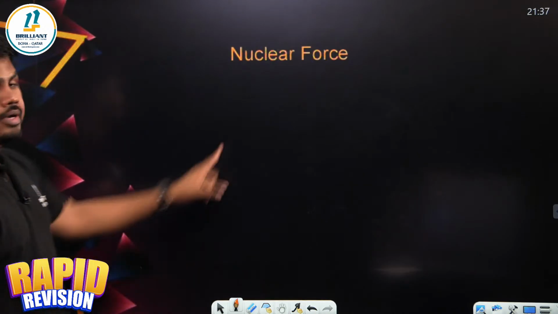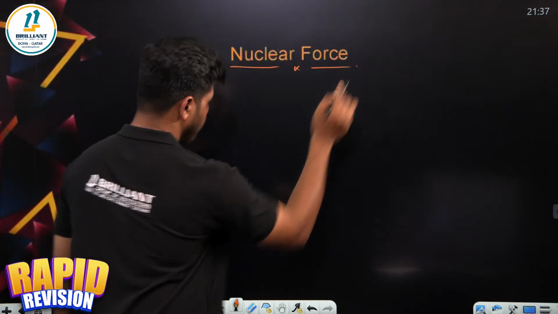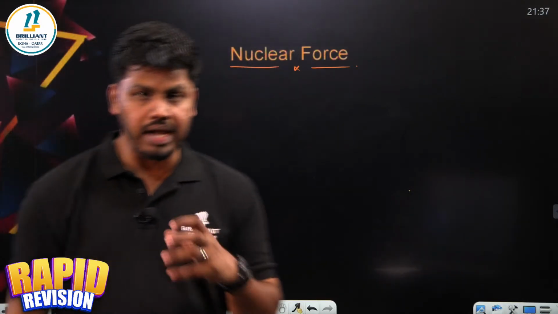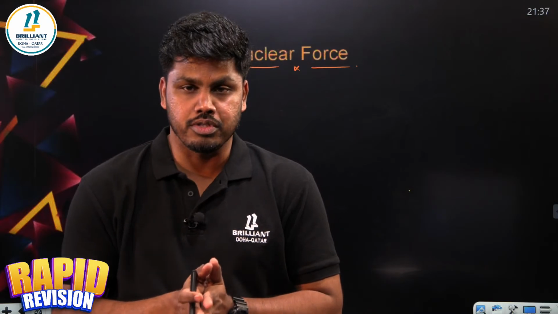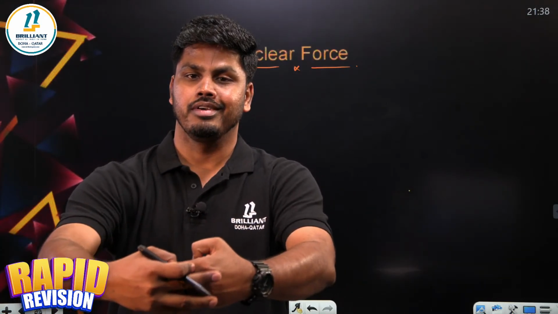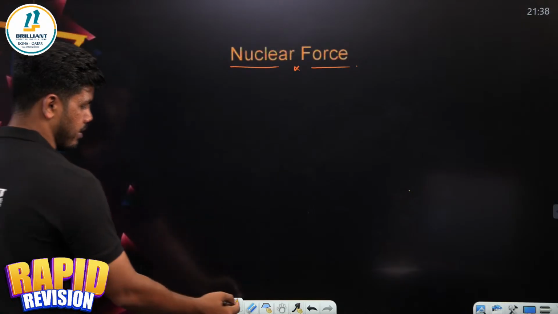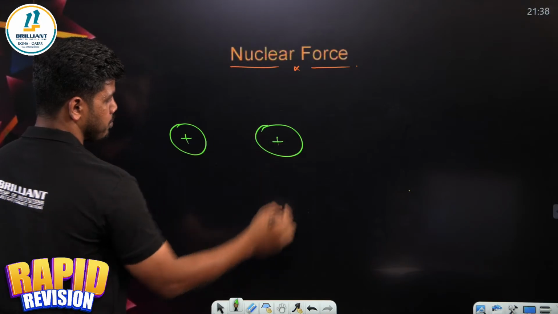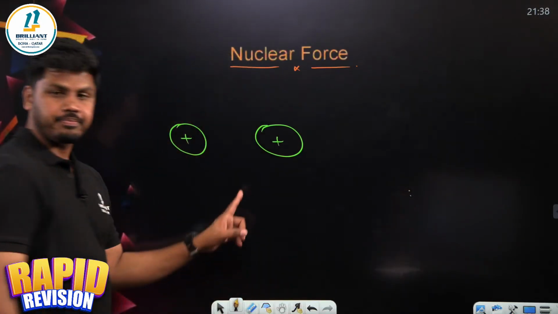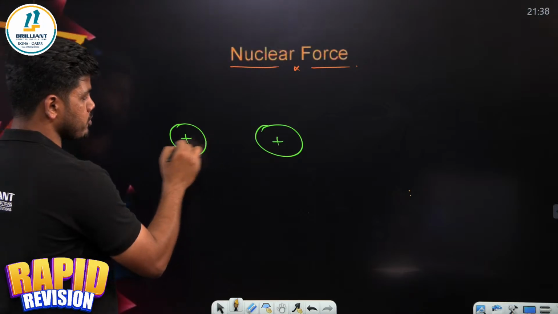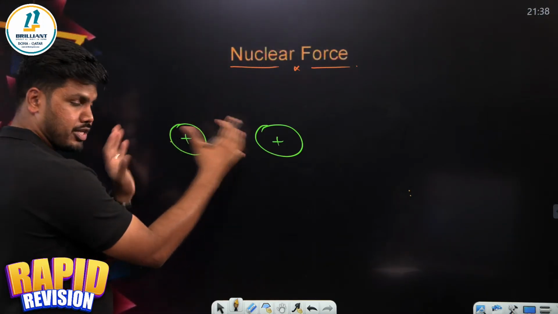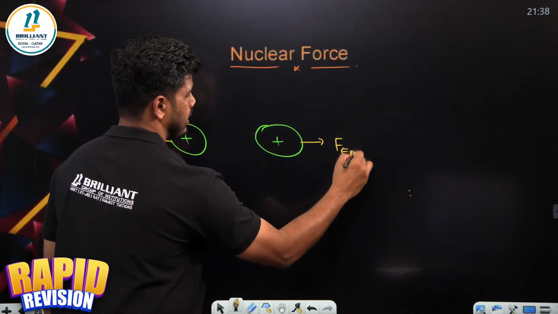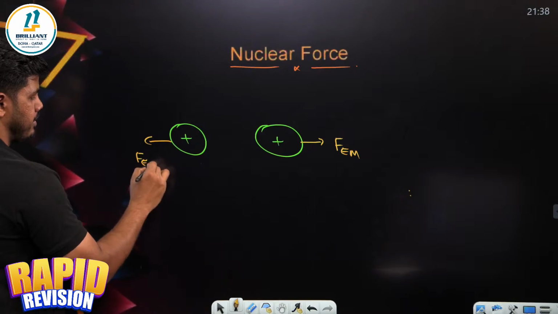Followed by this, nuclear force. You have to remember one or two points from this also. Binding energy helps the nucleus to bind the nucleons together. For that, some force is required, right? That force is called nuclear force. Suppose we have two protons inside the nucleus. There will be a repulsive force between them. That repulsive force is the electromagnetic force.